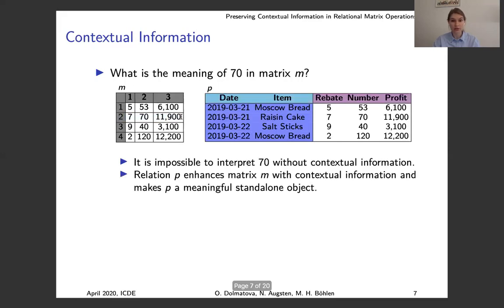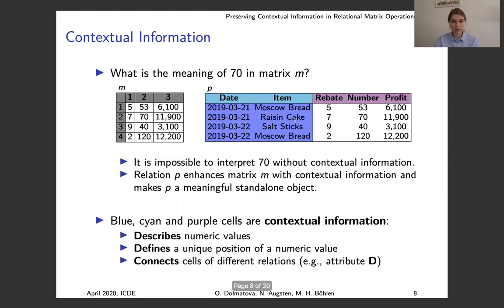Now consider relation profit and try to answer the same question about value 70. Value 70 in the relation P has a crisp meaning. This is the number of raisin cakes sold on March 21st, 2019. Blue, violet, and cyan values of relation P provide this information to us. We call these values contextual information.